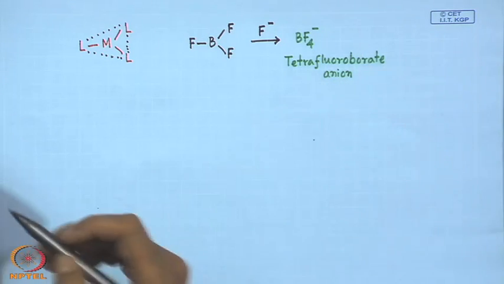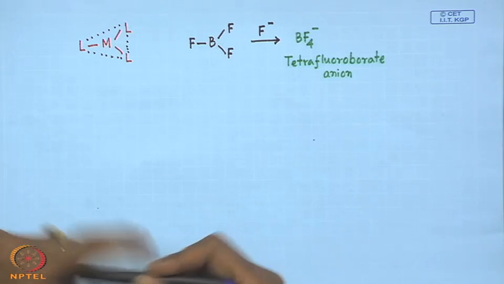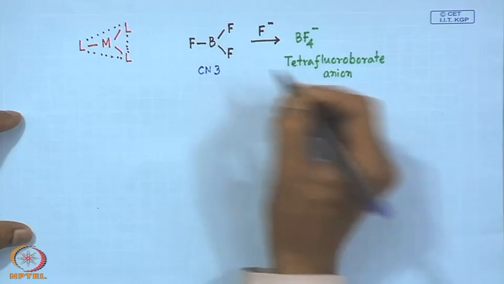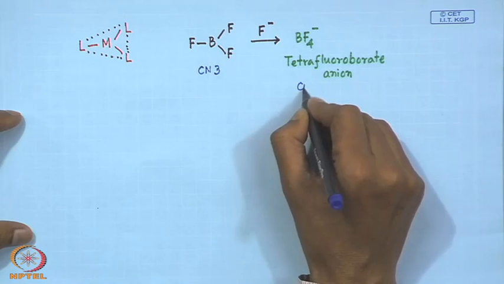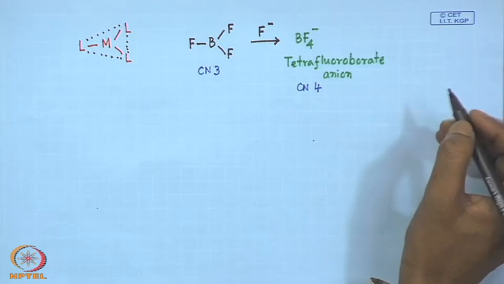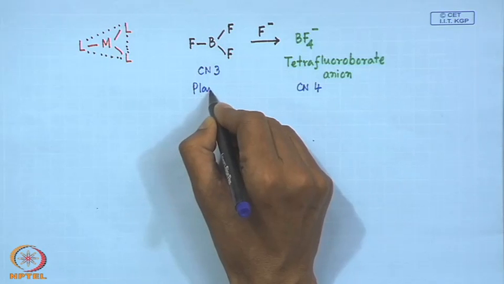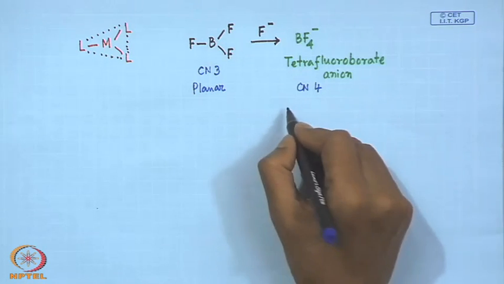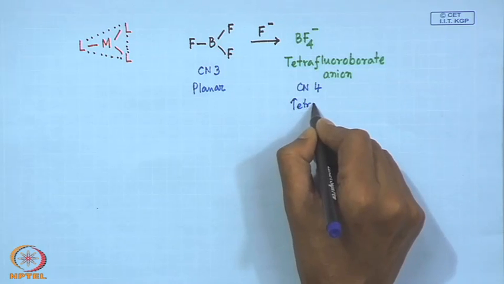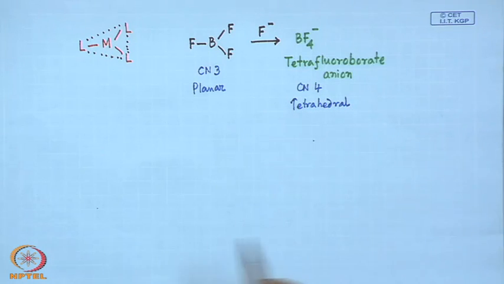So, this tetrafluoroborate anion has a different geometry and its coordination number is also changing. If we have a coordination number of 3 on the left, we can have a coordination number of 4 on the right. So, this is therefore a planar geometry and this is a tetrahedral one.